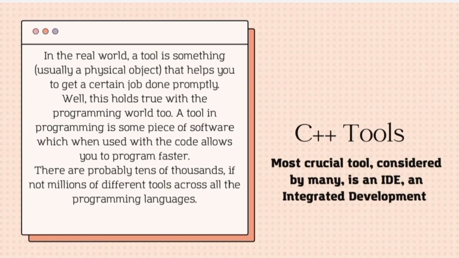C++ tools. In the real world, a tool is something, usually a physical object, that helps you to get a certain job done promptly. Well, this holds true with the programming world too. A tool in programming is some piece of software which, when used with the code, allows you to program faster. There are probably tens of thousands, if not millions, of different tools across all the programming languages. Most crucial tool, considered by many, is an IDE, an integrated development environment.